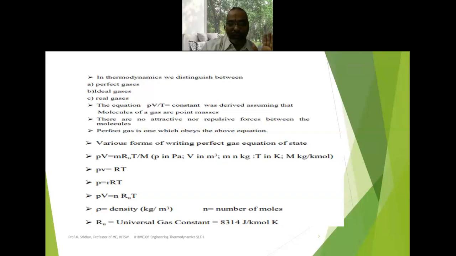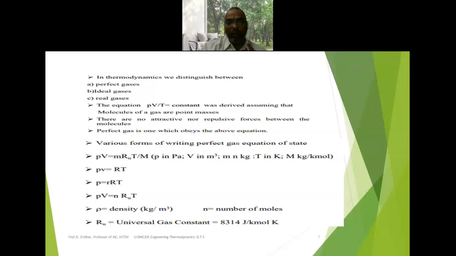So what is the value? That is 8314 joules per kilomole Kelvin, or 8.314 kilojoules per kilomole Kelvin. That is the universal gas constant, which is constant for all the gases. But normally we are interested in the R value, not RU. So R stands for the characteristic gas constant.